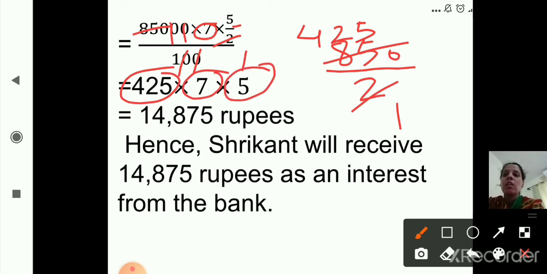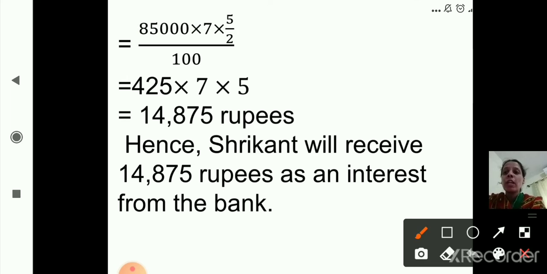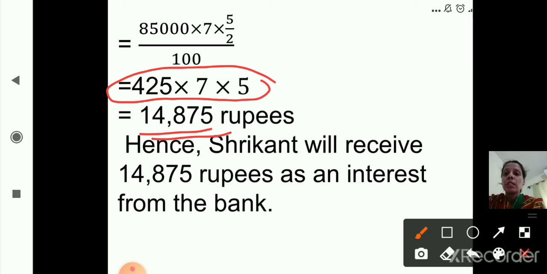So what we got? 425 multiplied by 7 multiplied by 5. So do this multiplication. After doing the multiplication we'll get the answer, that is 14,875 rupees. Hence Shrikant will receive 14,875 rupees as interest from the bank. So this is the total interest, 14,875 rupees.